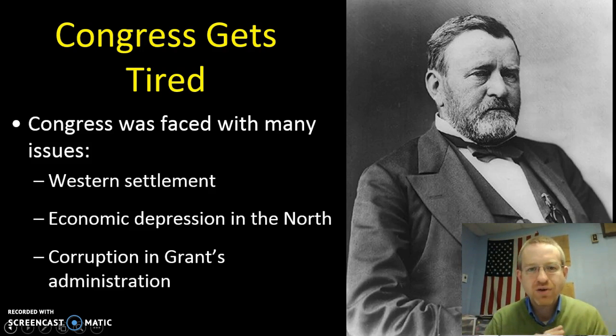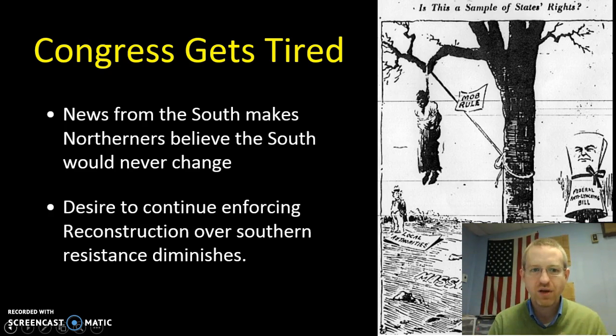The idea is that Congress gets tired of trying to enforce these policies in the South that the South doesn't want. Congress has other things they want to do. They've been trying to settle the West or encourage people to settle the West. There's been an economic depression in the North. Grant, who you see over here on the right, is a good guy, but his administration is very corrupt. He has a lot of people in there who are skimming money off the top, using their offices for personal gain. And Congress has got to worry about all this stuff.